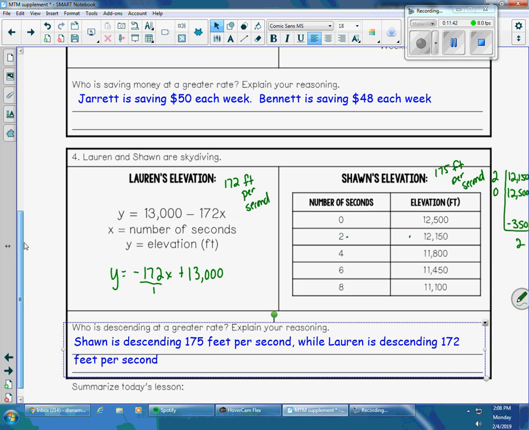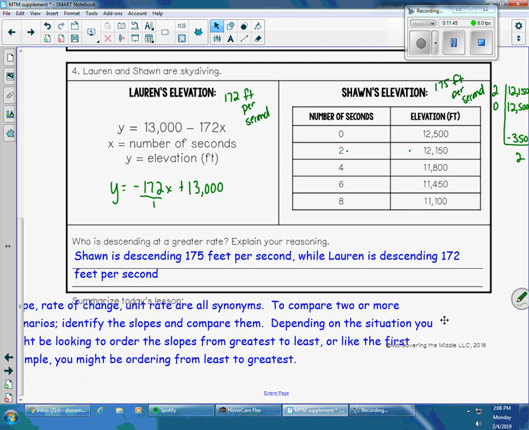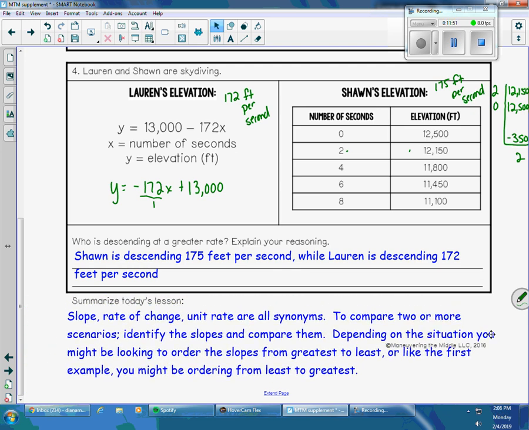Okay. So I'm going to summarize today's lesson a little bit for you. Please don't copy down what I'm writing word for word. This is just, we've gone over this a couple of times, and I want to make sure you're understanding. Slope, rate of change, unit rate, all are synonyms. To compare 2 or more scenarios, identify the slopes and compare them. Depending on the situation, you might be looking to order the slopes from greatest to least, or like the first example, you might be ordering from least to greatest. You've got to figure out what the question is asking you and answer the question.